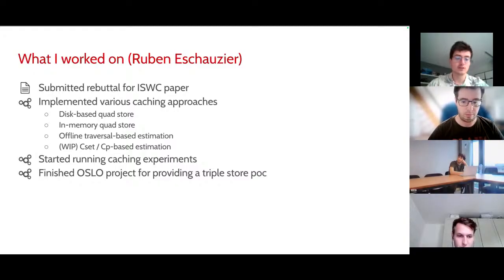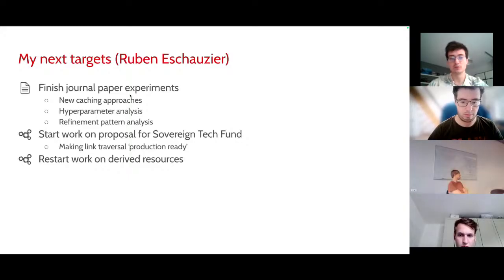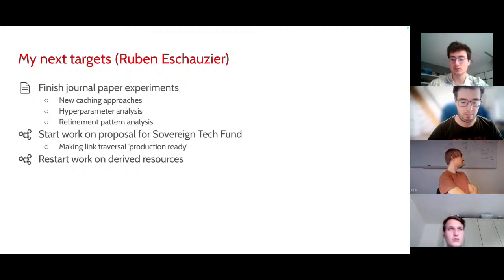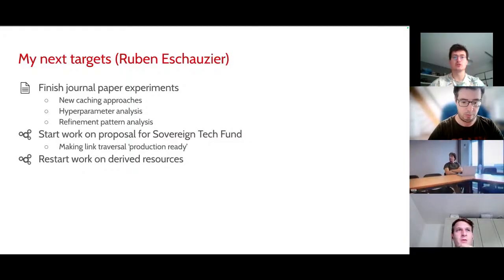So next month is much of the same. I want to finish those journal experiments that I mentioned before, where I experiment with the new caching approaches, but also because there's a new benchmark that is a part of the journal paper, I want to do some hyperparameter analysis of the benchmark I made. And the benchmark also consists of a refinement pattern generator or applier to the queries. And I want to analyze what the different refinement patterns I've defined do to query performance. So that's another experiment to run.